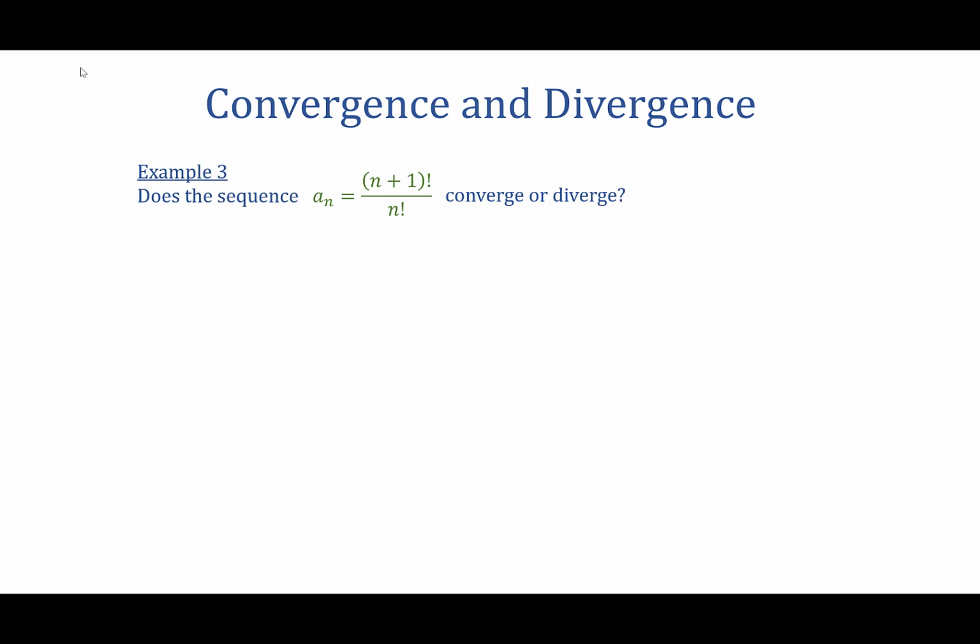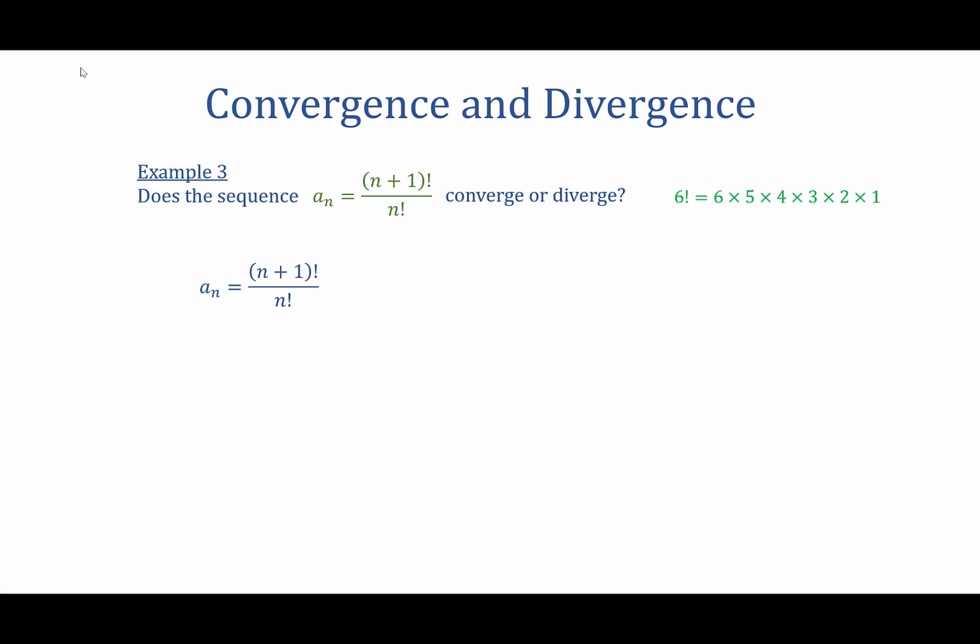Here's an example that involves factorials. Do we remember what a factorial is? 6 factorial is 6 times 5 times 4 times 3 times 2 times 1. You just take the value in front of the exclamation mark and multiply it by the number 1 less than that over and over. So if this was 3 factorial, it would be 3 times 2 times 1. Just multiply the number by 1 less than until you get down to 1.